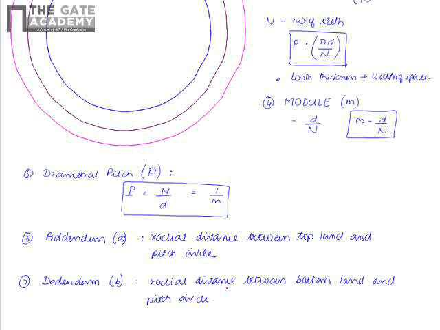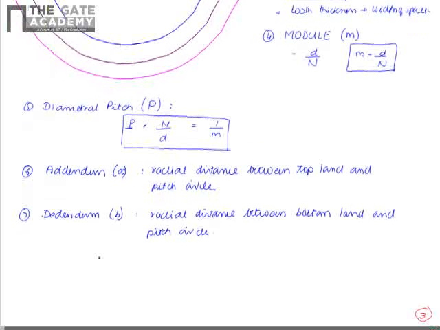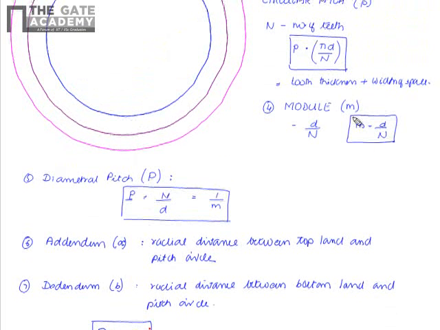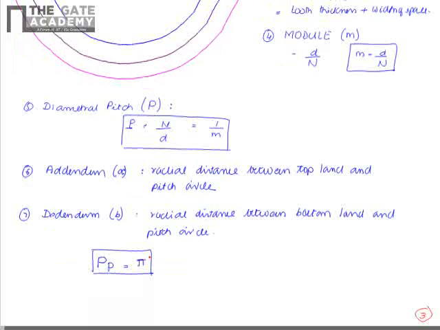So from the diametral pitch and the circular pitch, we can say that diametral pitch into circular pitch will be given as pi. Diametral pitch is N by d, circular pitch is pi d by N. So diametral pitch into circular pitch will give pi. So these are the basic terminologies we come across in gear, which will be useful in the further explanation of the gear.